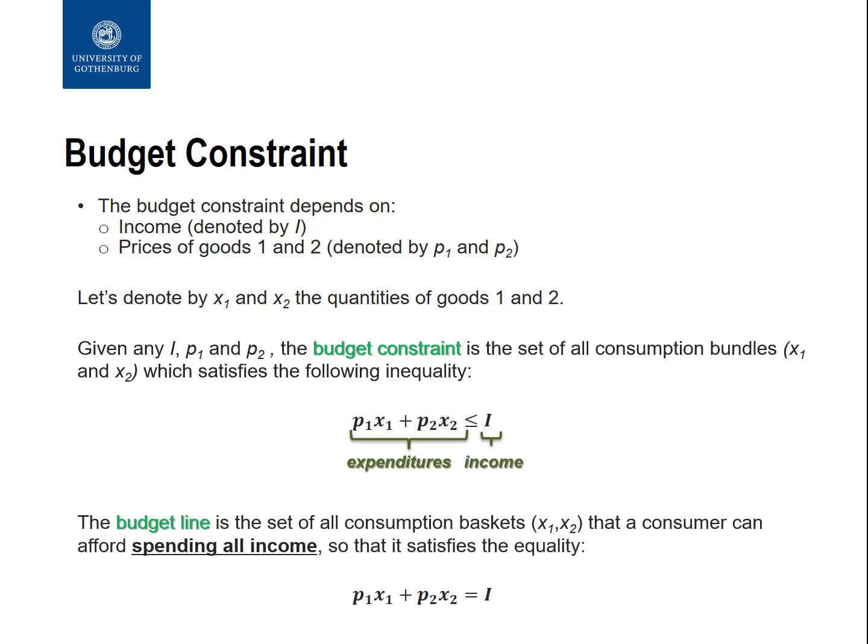And the budget line is the set of all consumption baskets, X1, X2, that a consumer can afford spending all income so that it satisfies the equality P1 times X1 plus P2 times X2 is equal to I.